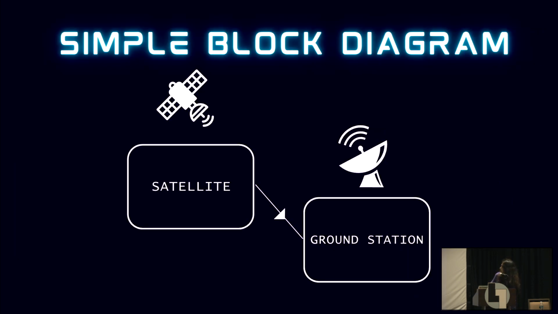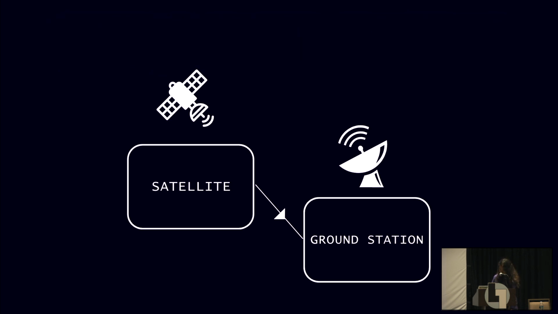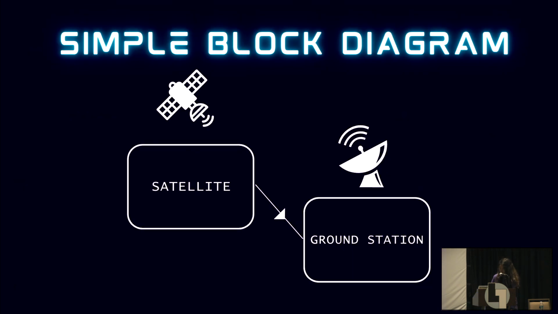This is a simple block diagram. A block diagram is used to understand the communications processes that occur when you're trying to conduct a reverse engineering scenario. So in a simplified diagram, you have the satellite, and then you have the ground station. And this is a scenario where the satellite is beaming down information to the ground station.